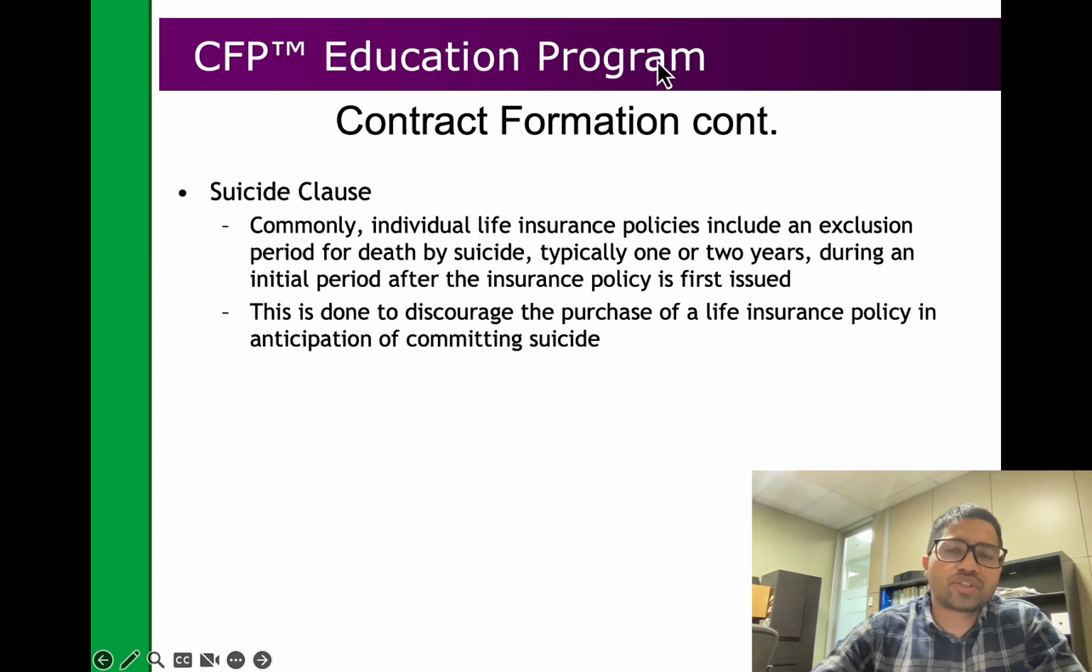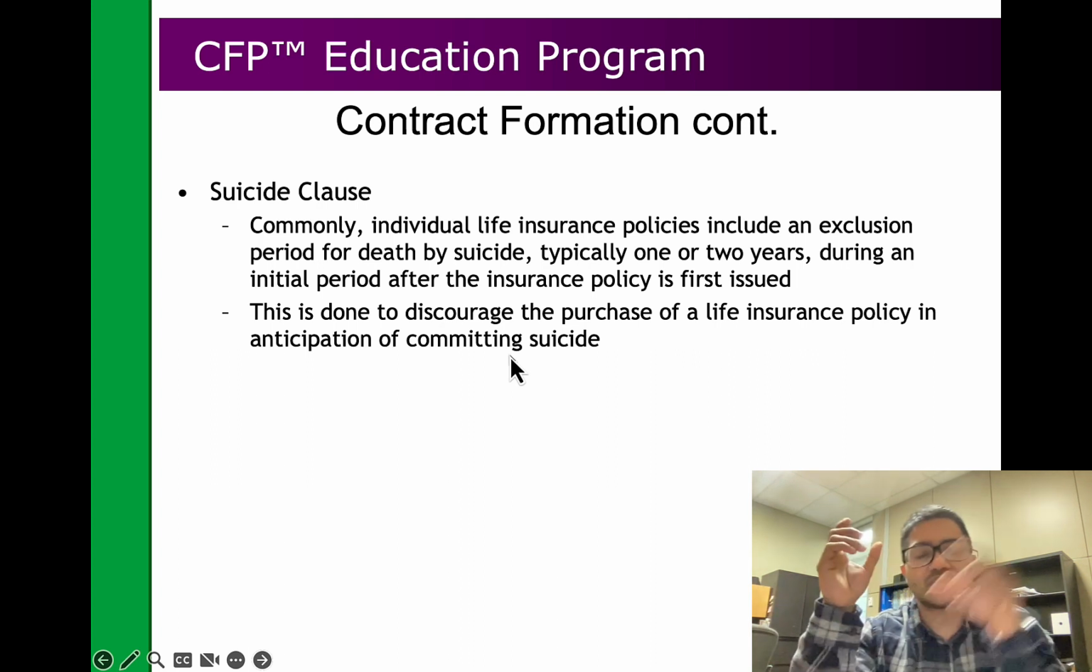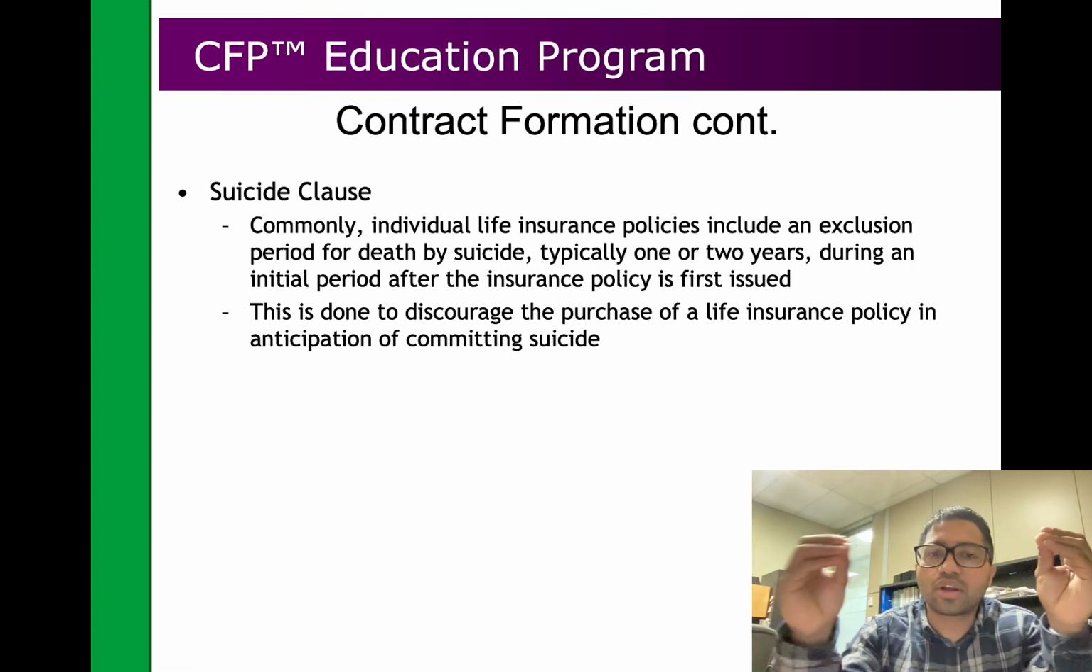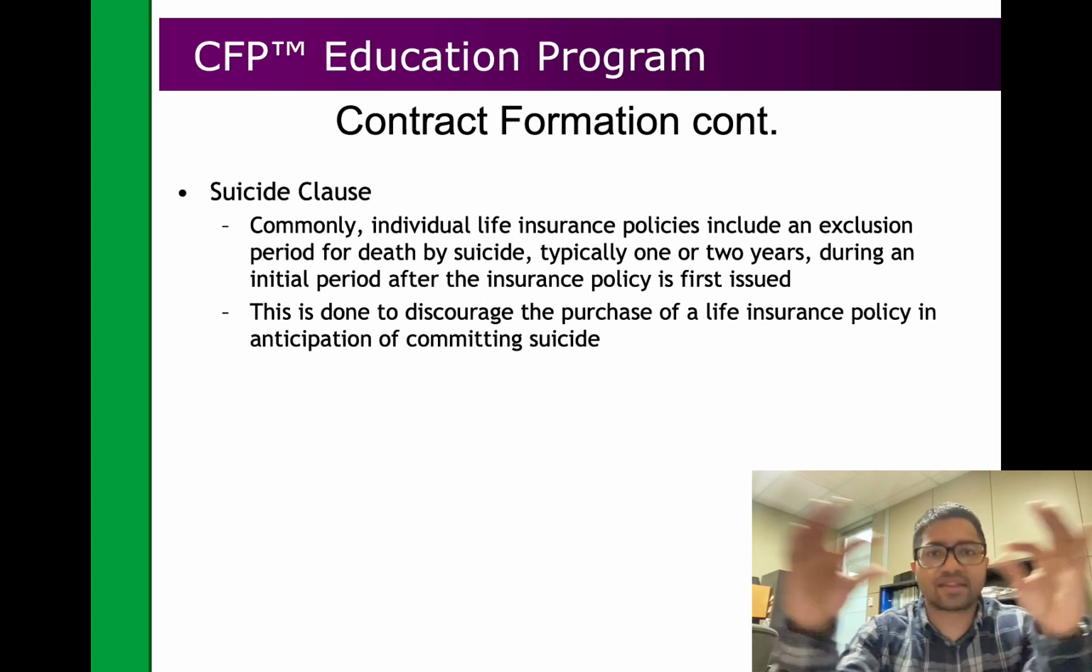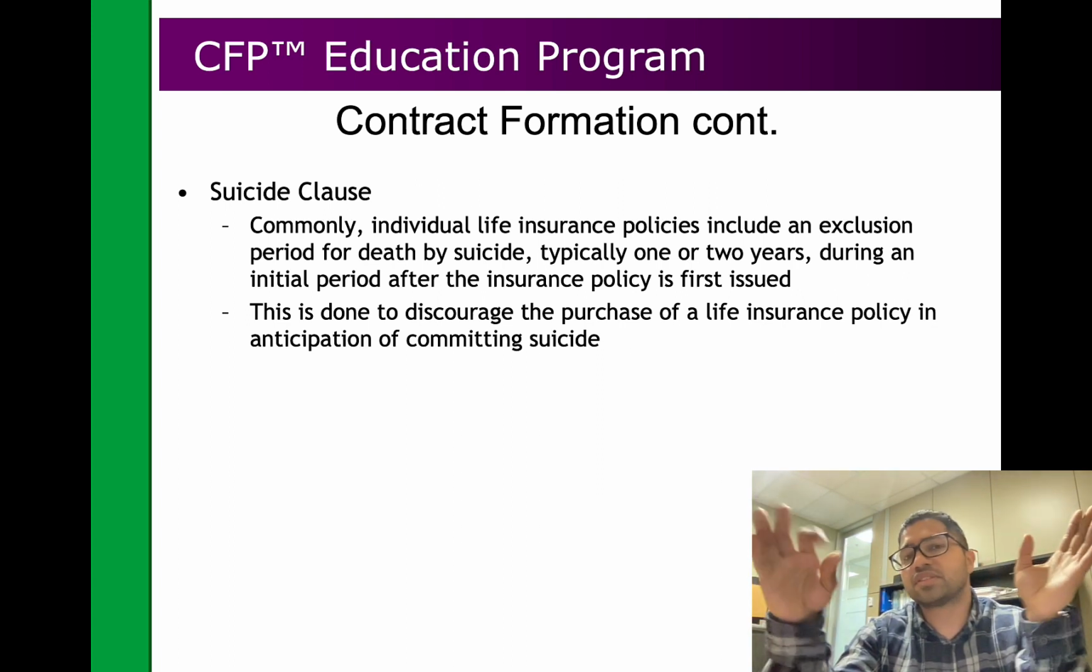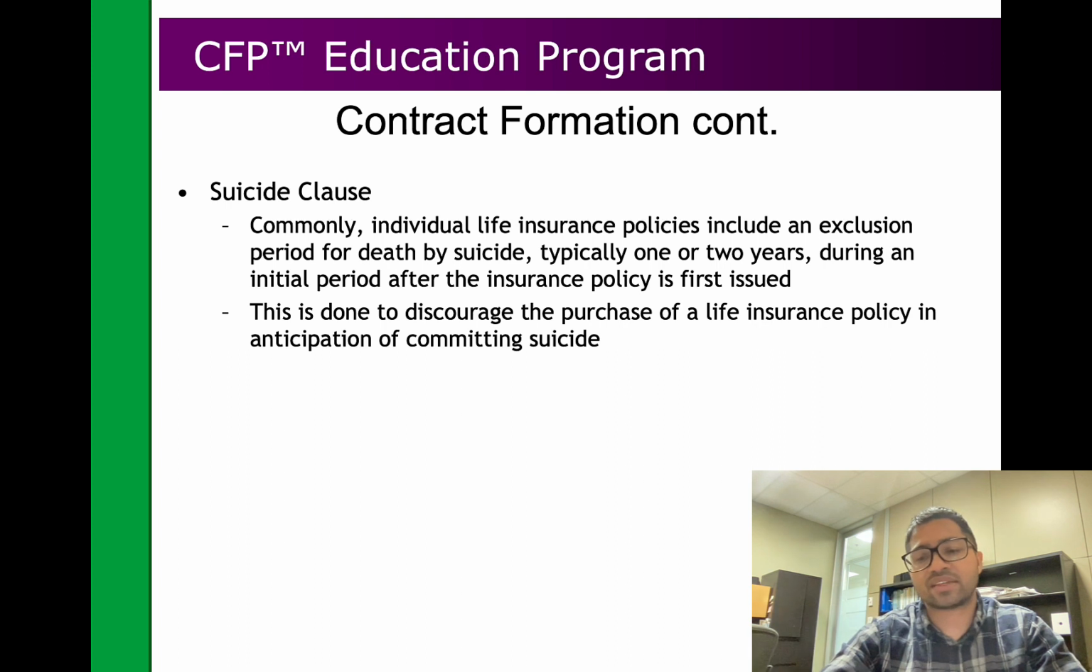Then most insurance contracts have a suicide clause. Commonly, individual life insurance policies include an exclusion period for death by suicide, typically 1 or 2 years during the initial period after which the insurance policy is first issued. This is done to discourage the purchase of a life insurance policy in anticipation of committing suicide. So most insurance policies will not cover you for suicide in the first 1 or 2 years, after which even death by suicide is also covered.